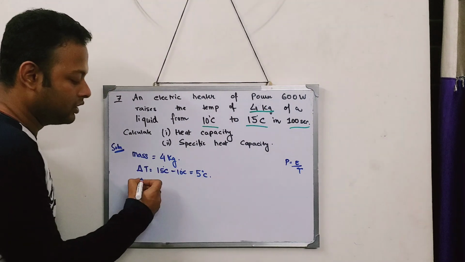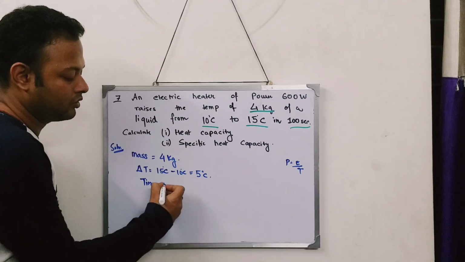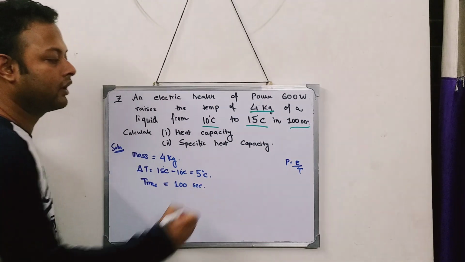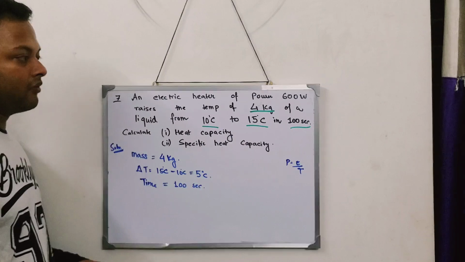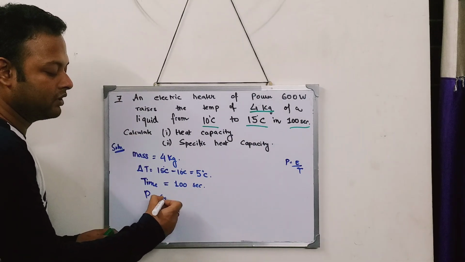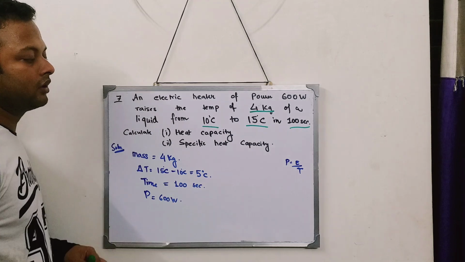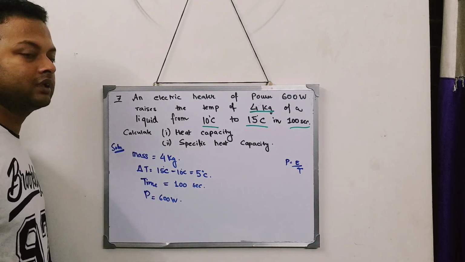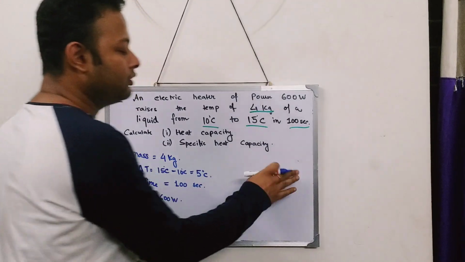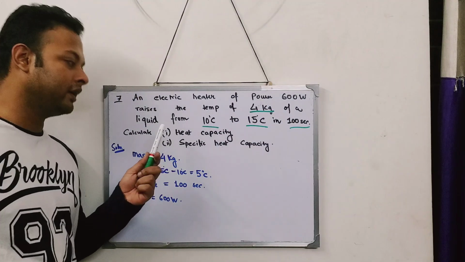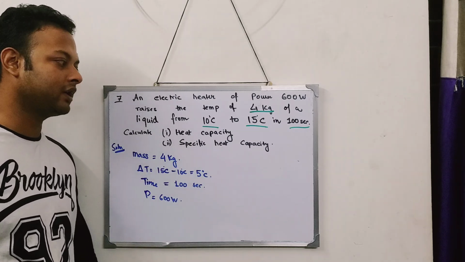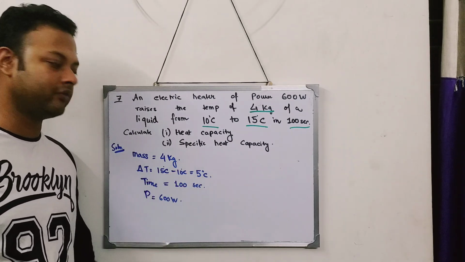So time is equal to 100 seconds, and the power is given as 600 watts. Now I have to find two things: heat capacity and specific heat capacity. We will find the heat capacity later on. First we have to find the specific heat capacity. We have to find the second part first.